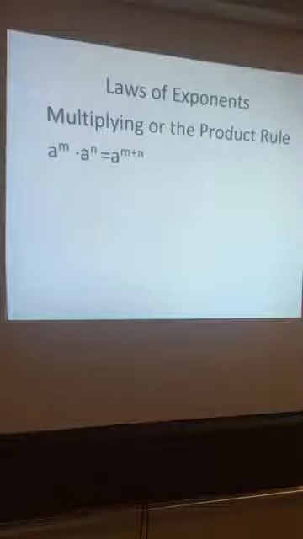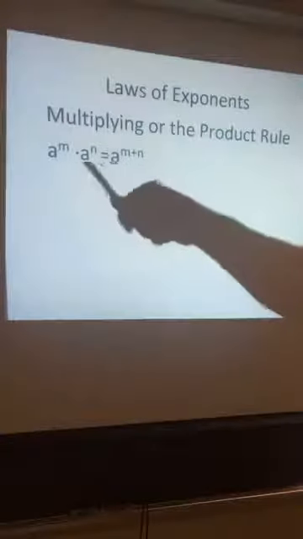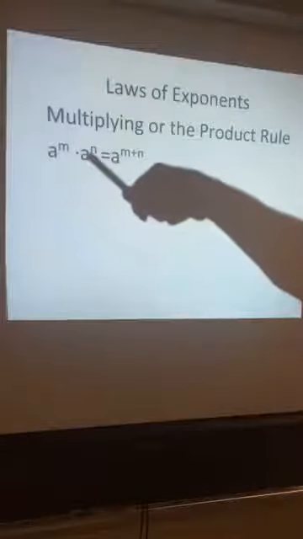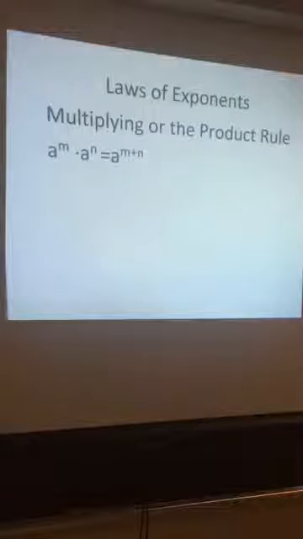We're going to have multiplication, then division, then power to a power, and then negative exponents. So hopefully you won't think it's too difficult. So let's get started. For multiplying, or the product rule, the formula is: a to the m times a to the n equals a to the m plus n, which probably makes no sense to you at all if you never had this before. But it's actually pretty simple.